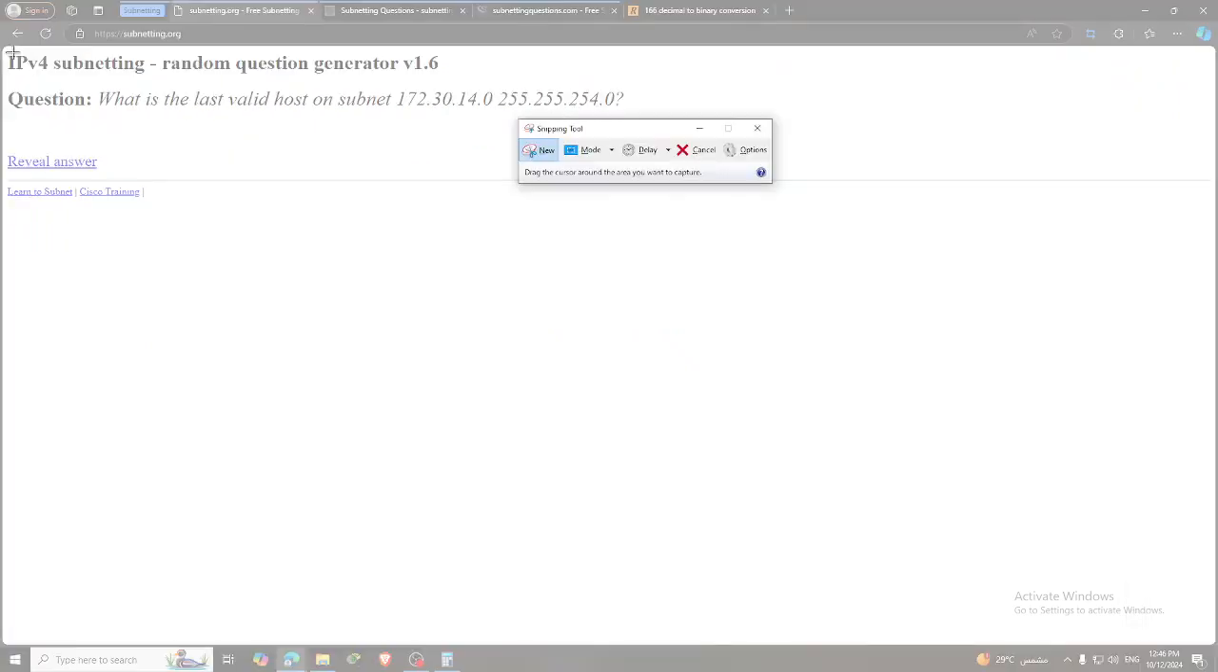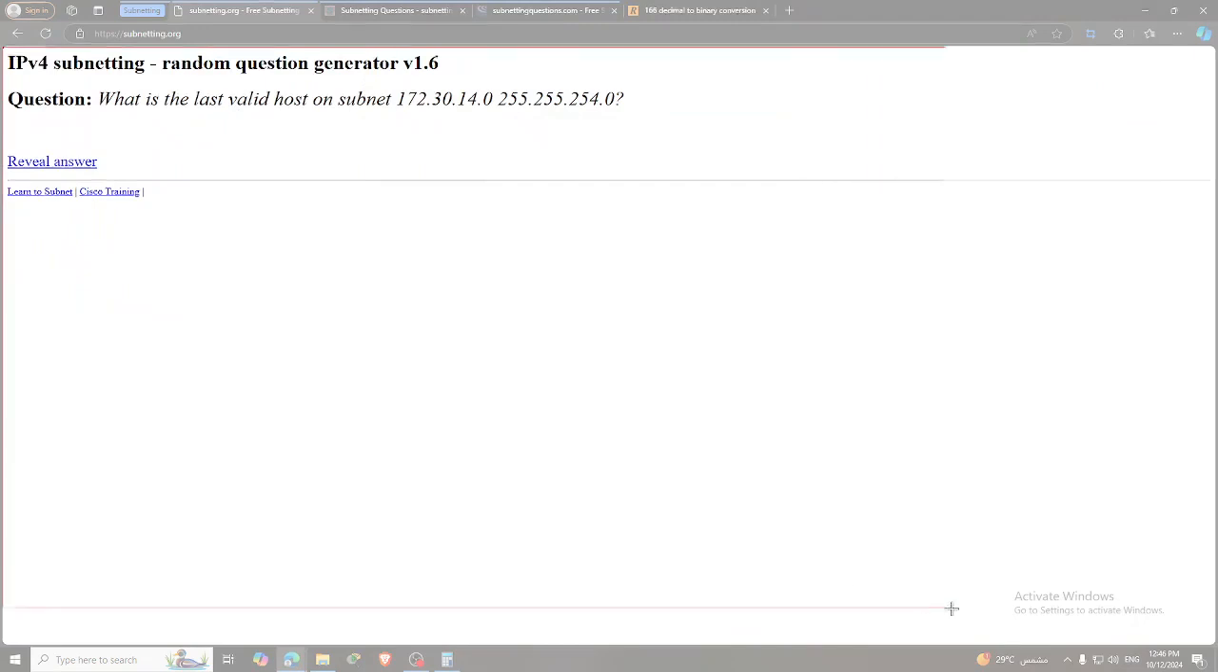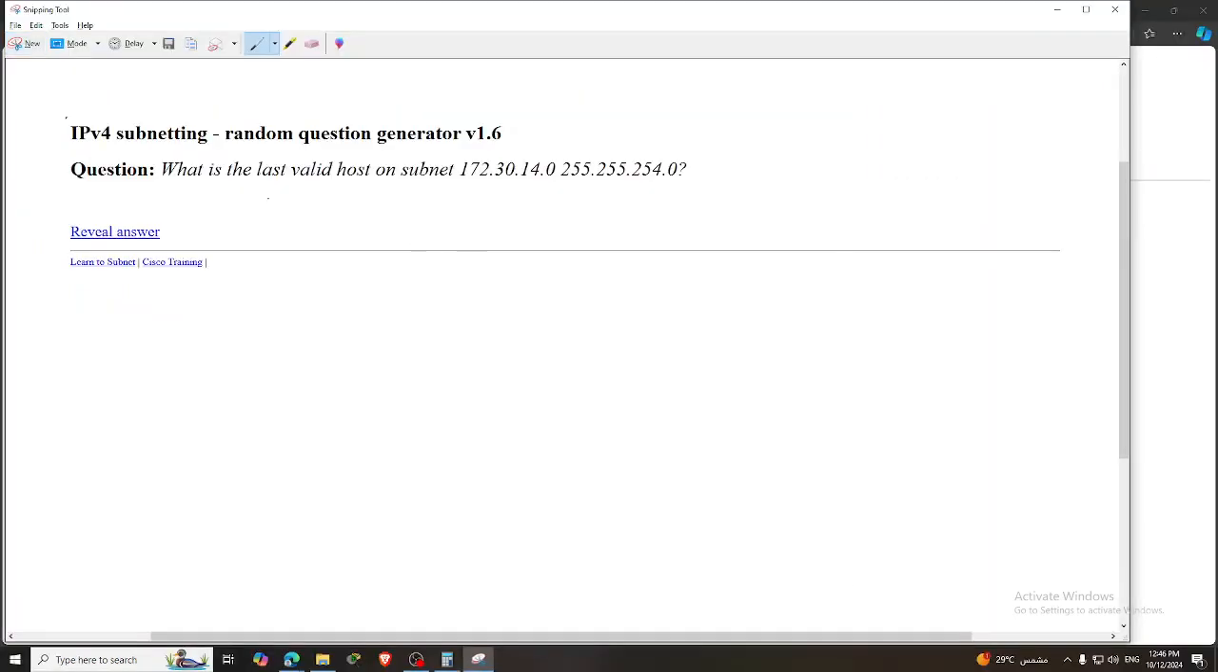We will make another. What is the last valid host on subnet 172.30.14.0? This is a subnet mask. Basically 255.255 is 16 and 254 is 23, I guess. So basically the address is 172.30.14.0/23.